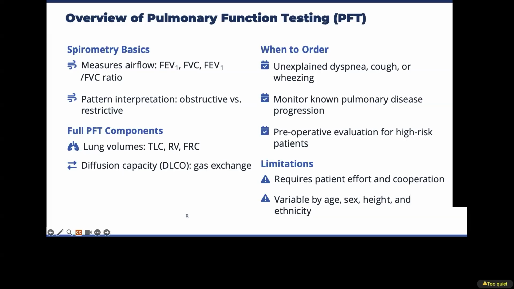If the coaching is like, come on, do it, I don't care, I get paid whether you blow or fail, if you have that mentality, you may get bad results and you have to overtreat the patient. So interpretation must always be adjusted for age, sex, height, and ethnicity, because normal lung function is not universal. So PFTs are not so much about catching the disease, it's about characterizing how sick are you really? That's what we're doing PFTs for.